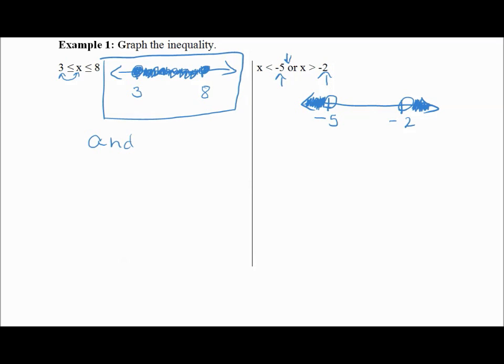So what my final graph would look like: this side gives me all x's that are less than -5, and this section gives me all x's that are greater than -2. And this is what my final graph would look like.